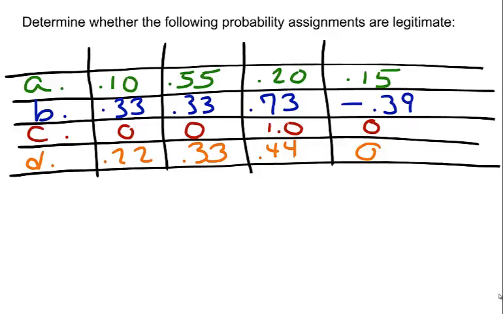If we look at part A, going across, we have 0.10, 0.55, 0.20, and 0.15. In order for a probability assignment to be legitimate, the sum of all probabilities within the sample space must sum to 1. Also, there can be no negative values. If we sum the values in part A, we see that we have a legitimate probability assignment, as the values sum to 1.